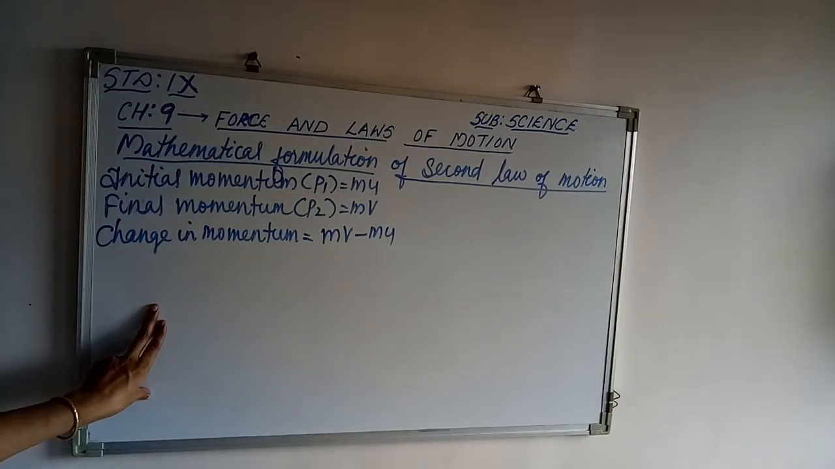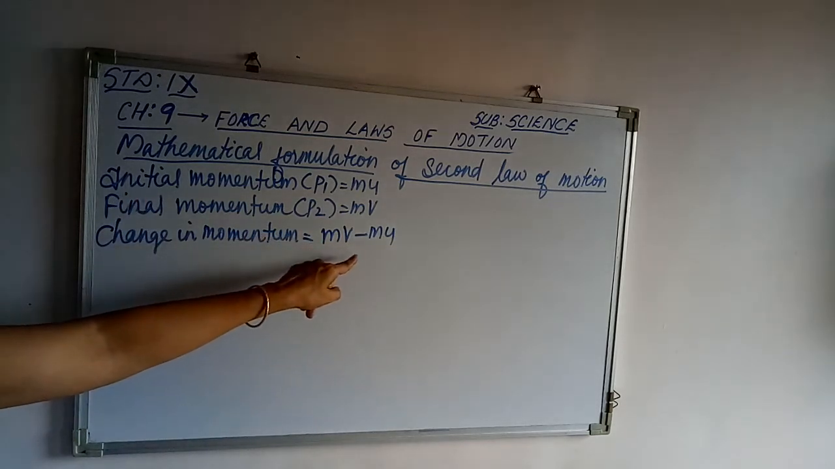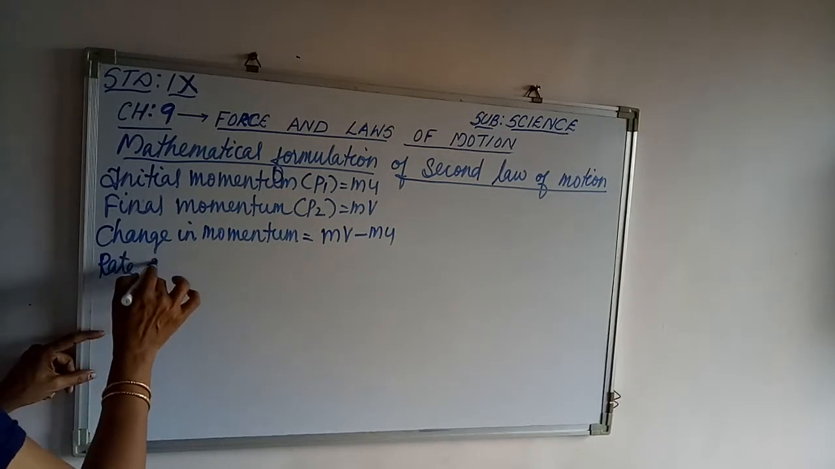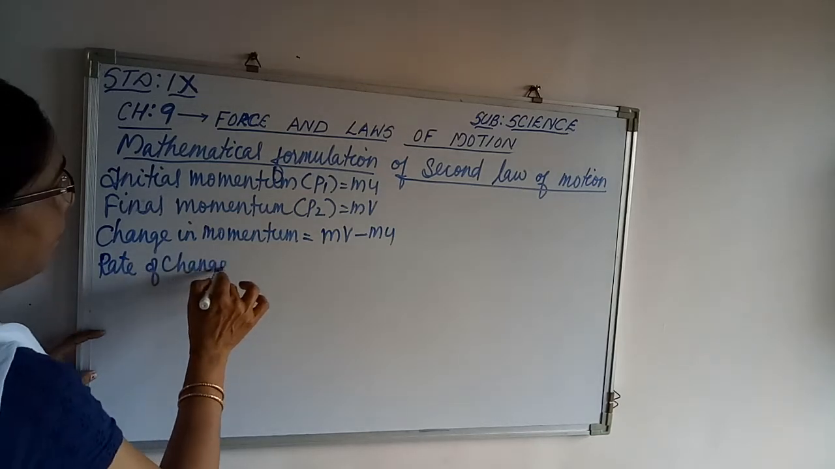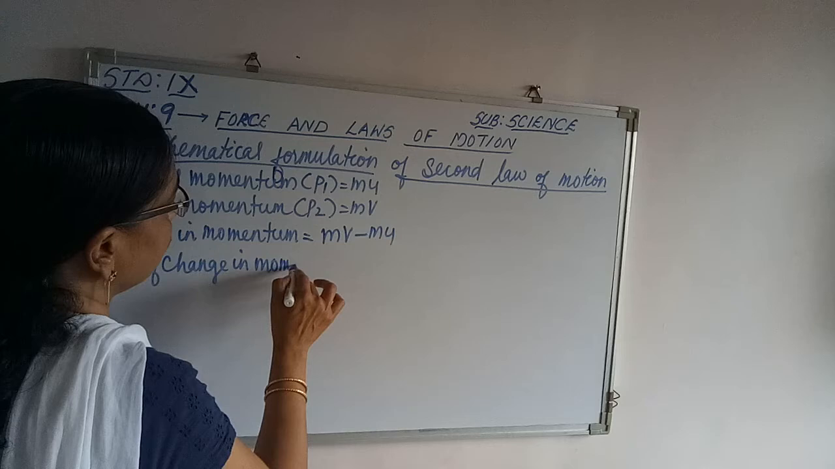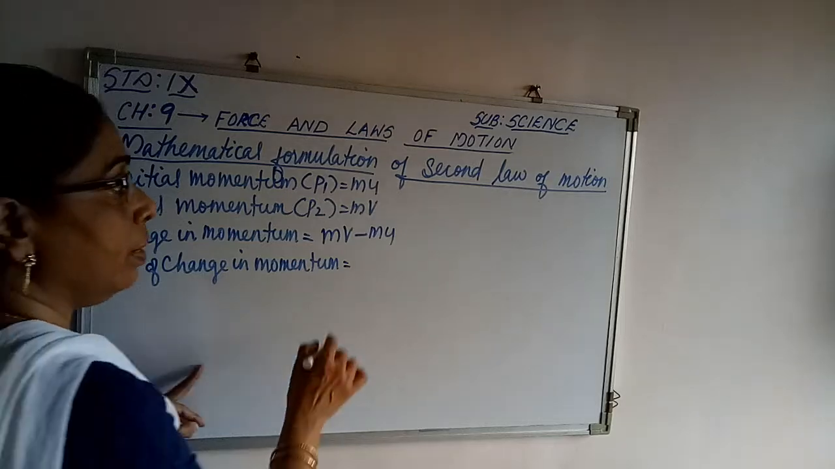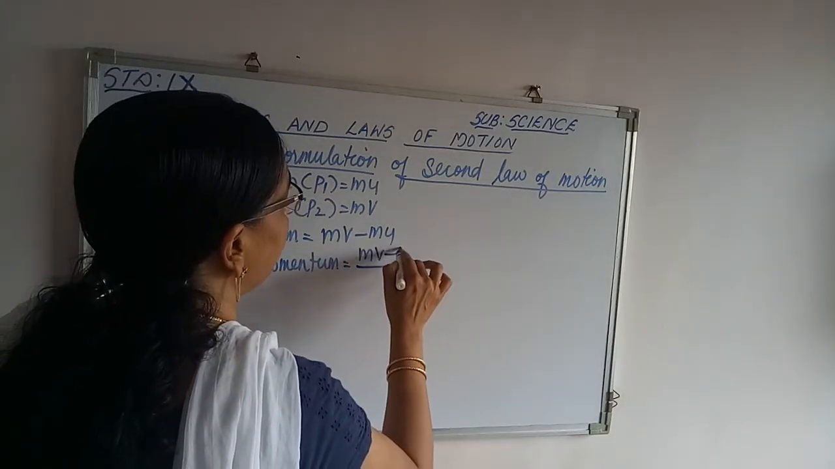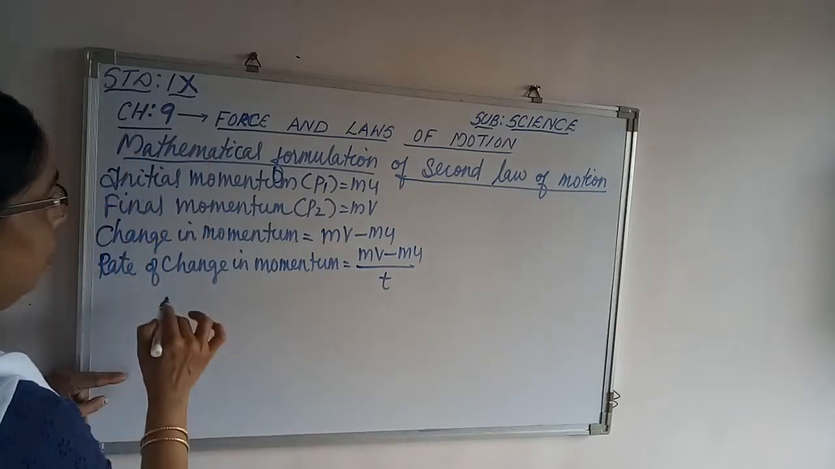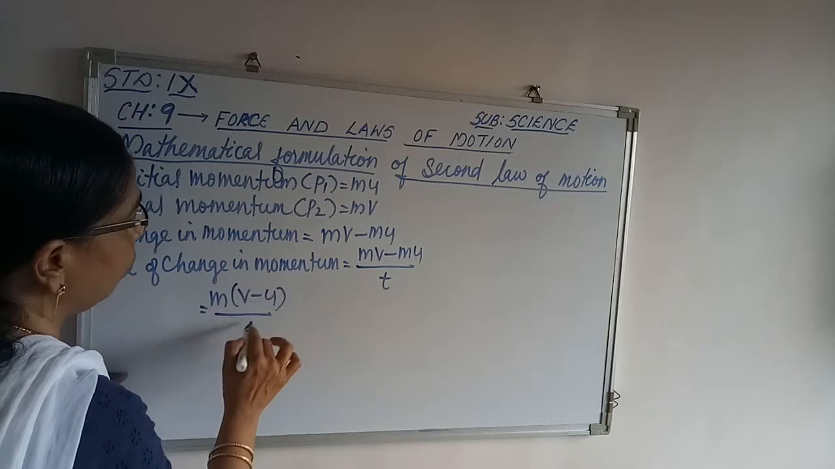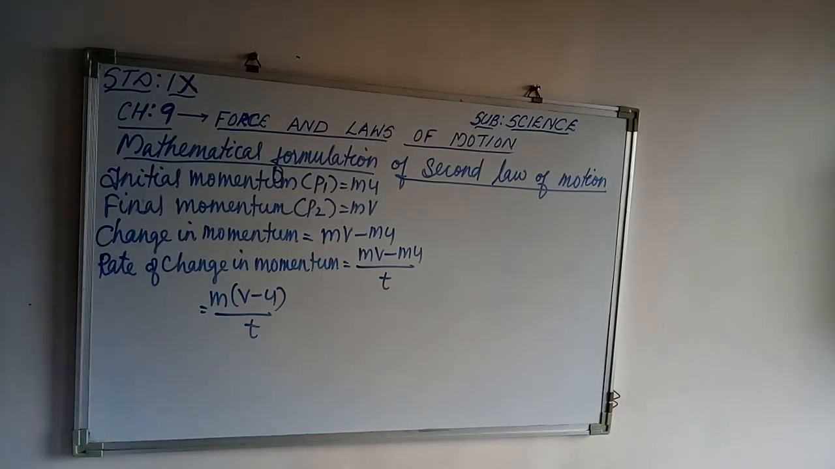It is given that the force is exerted for a time of t. So the change in momentum we already calculated. Next, rate of change in momentum. That's equal to change in momentum upon time. Change in momentum mv minus mu upon t, that's equal to m is common, v minus u upon t. That is the rate of change in momentum.